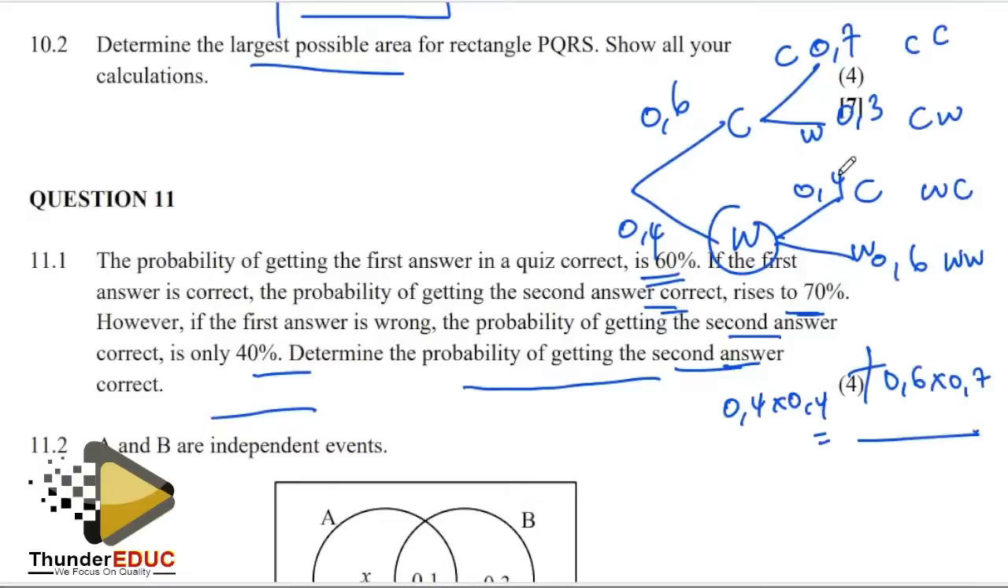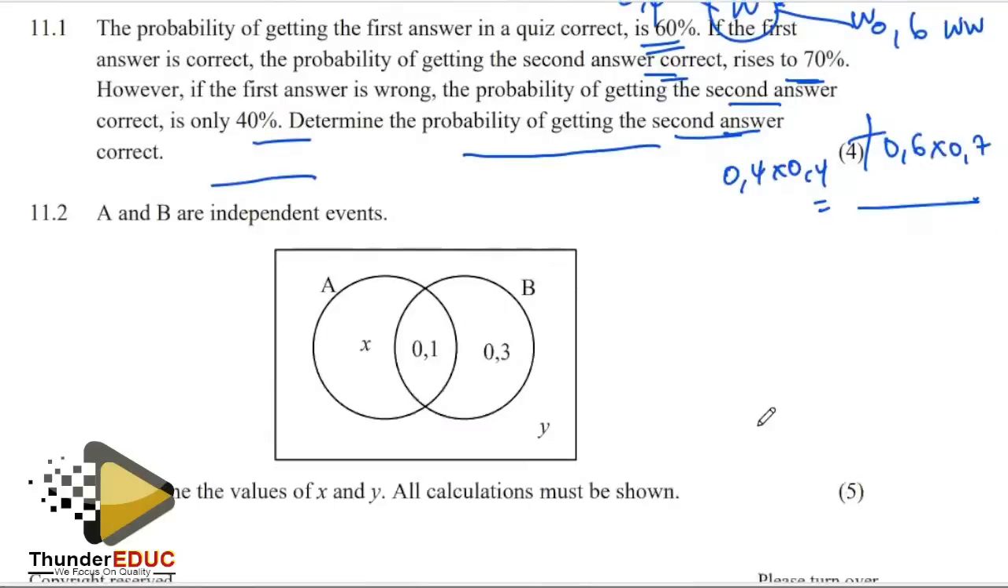Give your answer as either a decimal or a percentage. Remember, probability can be expressed in three ways: percentages, fractions, and decimals.